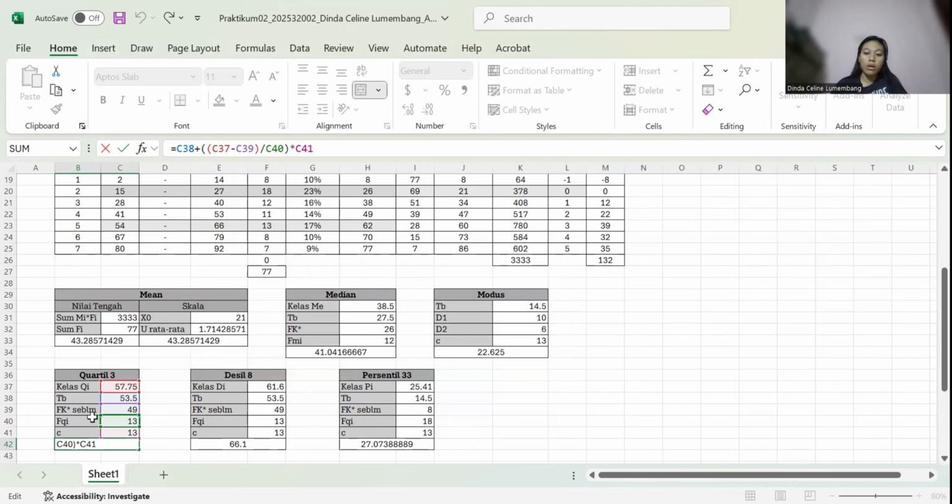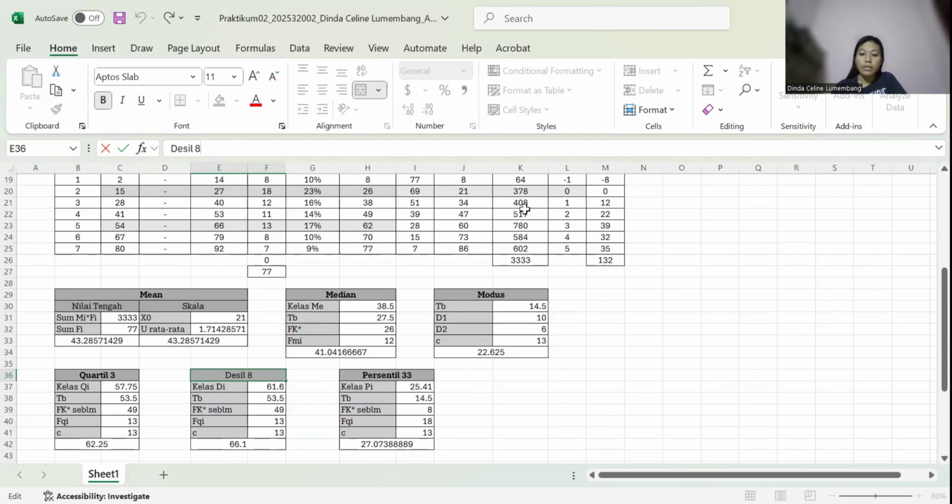After getting all of this existing value, we will use the lower edge value formula, which is added to the difference between the quartile class and the previous cumulative frequency, which is divided by the frequency. Then the result is multiplied by the class width.